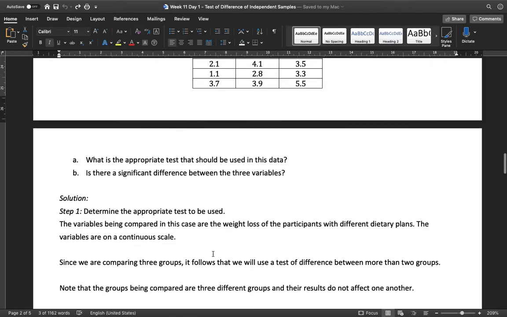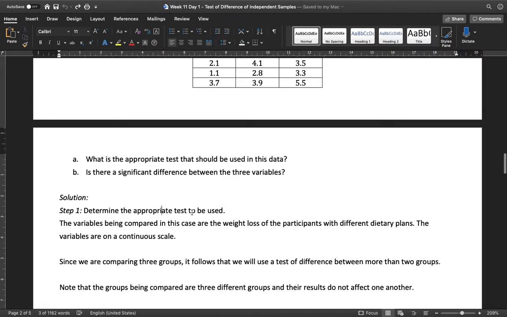So, yung first step natin, determine natin yung appropriate test. So, the variables being compared in this case are the weight loss of the participants with different dietary plans. So, weight loss siya. So, the variables are in a continuous scale kasi measured siya in kilograms. We are comparing three groups. So, gagamitin natin yung pang more than two groups. Hindi tayo titingin din sa two groups lang.